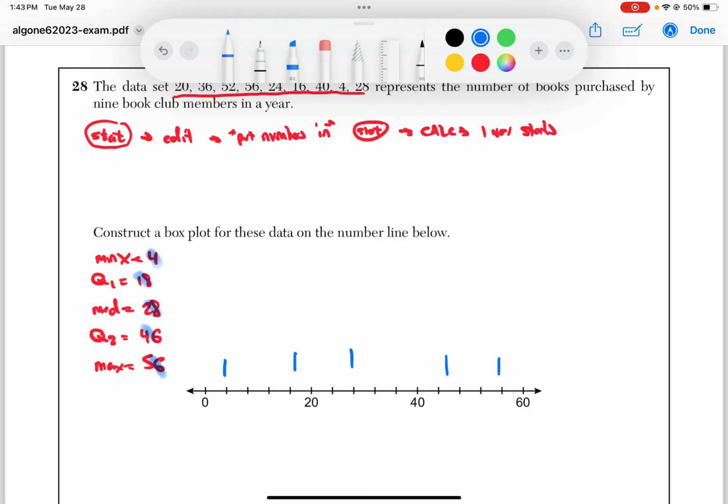So those 5 lines. And if you want to write out, label it all so you don't mess something up, that is a-okay as well. Then we box the middle 3 and we make tails to the end 2, and that is a box plot.